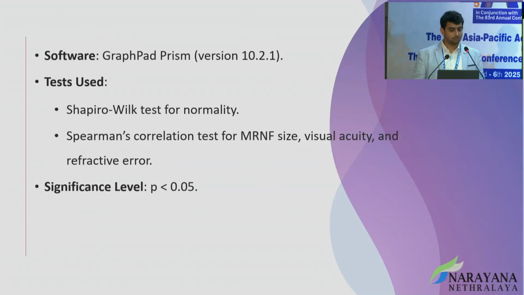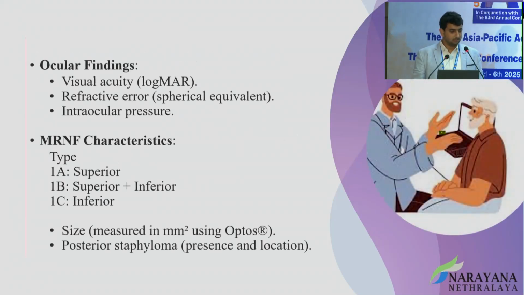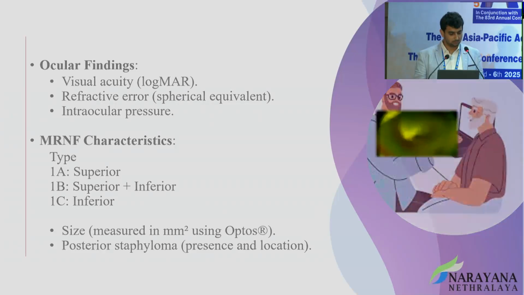The tests we used were Shapiro-Wilk for normality and Spearman correlation test for MRNF size, visual acuity, and refractive error. On ocular findings, we calculated the visual acuity, refractive errors, and the intraocular pressure. In the MRNF characteristics, we noted the type, which was 1A superior, 1B superior plus inferior, and 1C the inferior one. The size was measured using the Optomap, and the posterior staphyloma was also seen.